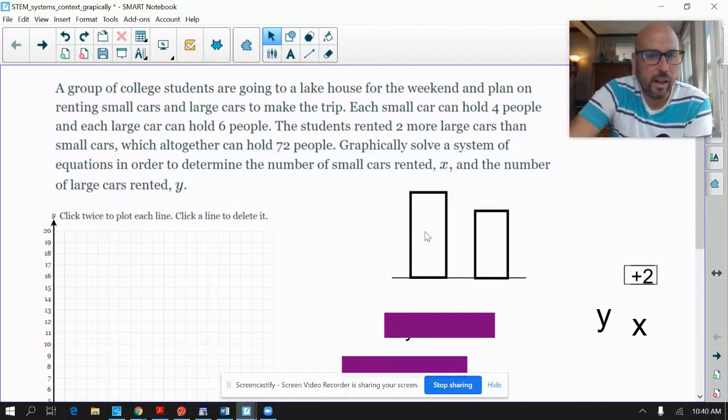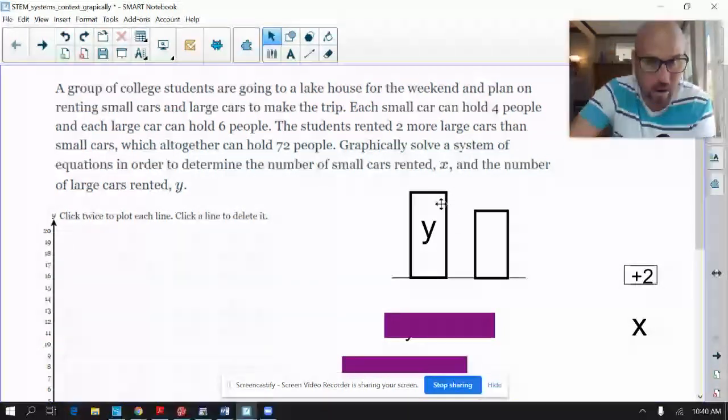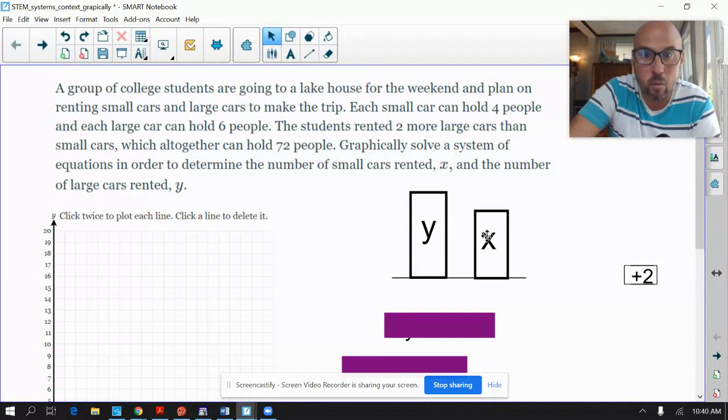So I've got a comparison of size, 2 boxes. One of these represents large cars, one of these represents small cars. They rented 2 more large cars than small cars. So more large cars than small ones. And y represents the amount of large cars. So this tall column must be the amount of large cars that they rented, which is more than the amount of small cars that they rented. So y is bigger than x.